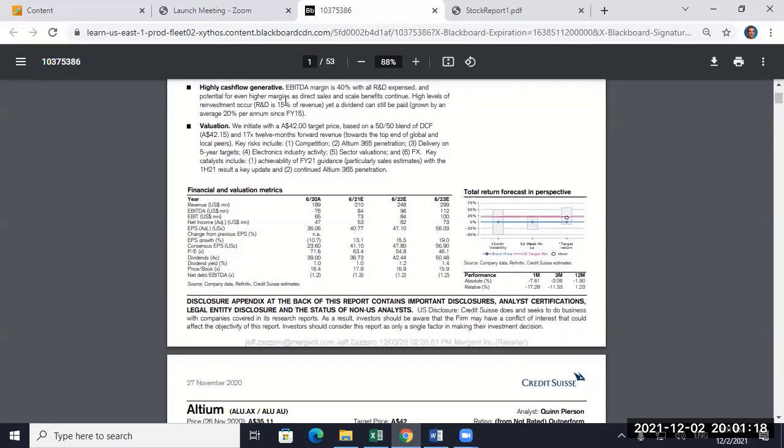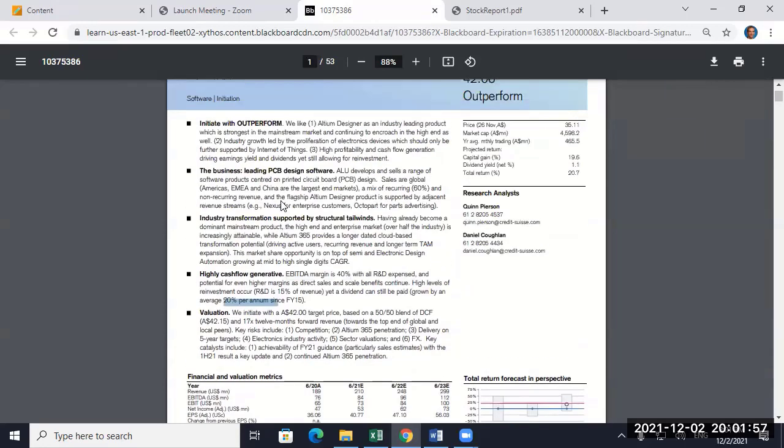Highly classical generative. That's nice. EBITDA margin is 40%. Wow, that's really good, right? What was Costco? 3%, right? So off the bat, they're 15 times, with all R&D expense and potential. That's good, right? It's going right through the income. They're still 40% EBITDA margin, even though they're expensing all R&D. For even higher margins of direct sales and scale benefits continue. High levels of reinvestment occur. R&D is 15% of revenue. That's really impressive. You've got a 40% EBITDA margin and 15% is going to R&D. Yet a dividend can still be paid, grown by 20%. Yeah, I want to go and buy this company.